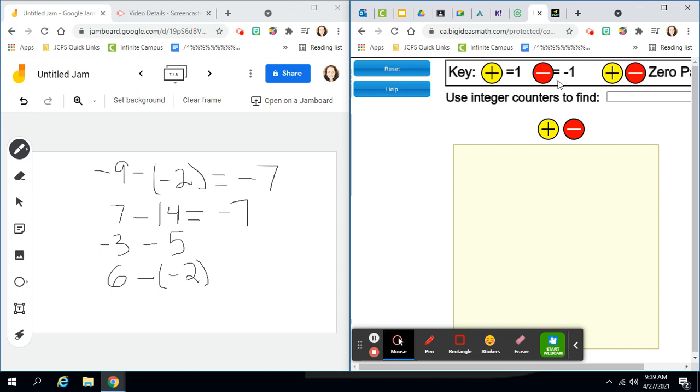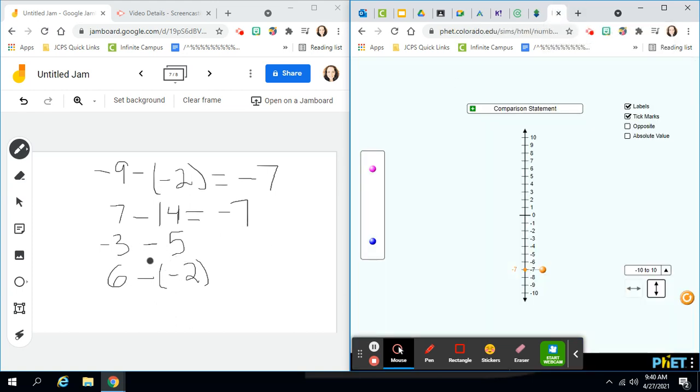I'm going to reset. Okay, so let's go ahead. For these two, I'm actually going to show, well, let's start with the number line. Okay, so for this one, we're starting at -3.